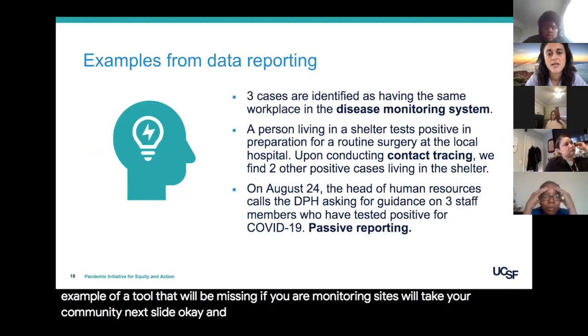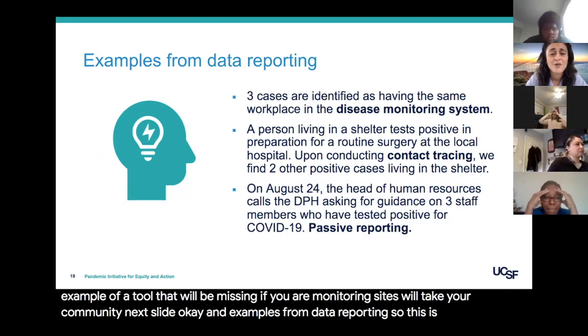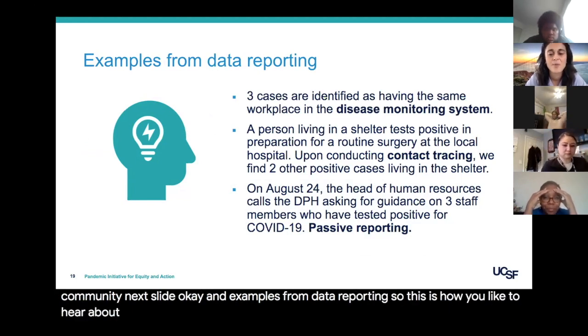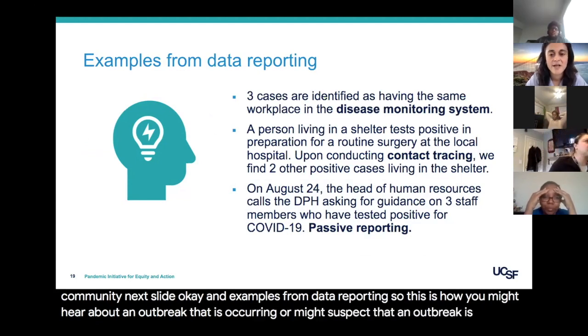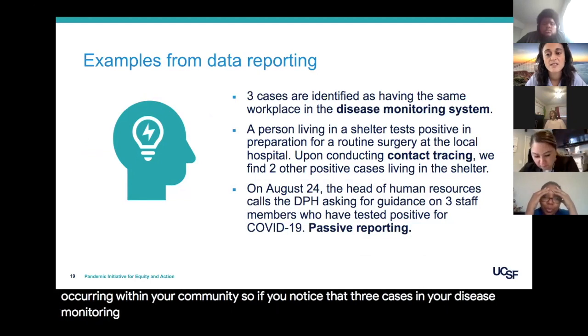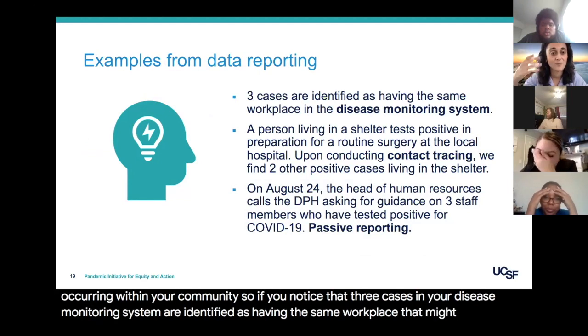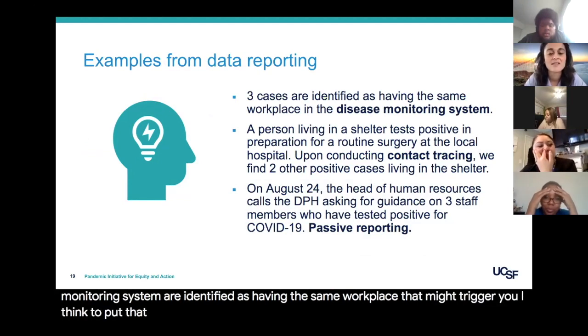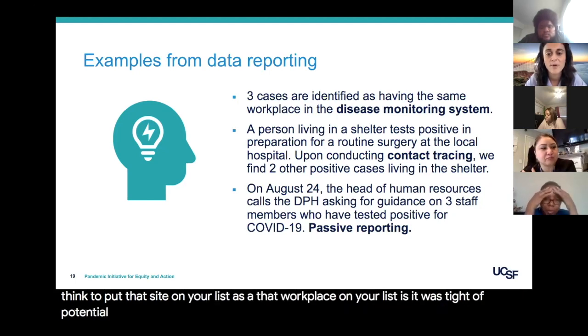Okay, and examples from data reporting. This is how you might hear about an outbreak that is occurring, or might suspect that an outbreak is occurring within your community. If you notice that 3 cases in your disease monitoring system are identified as having the same workplace, that might trigger you to put that workplace on your list as a site of potential outbreak.